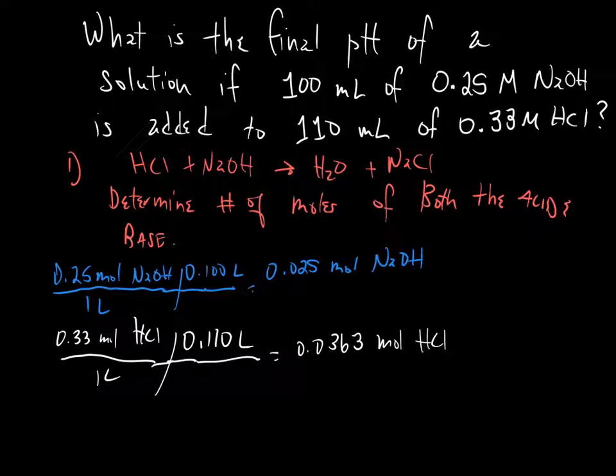But it's asking us for pH. Remember, pH is equal to the negative log base 10 of the concentration of the acid. And this is a strong acid, so that means 1 H for every 1 chloride is completely dissociated. So we don't have to worry about anything freaky happening.